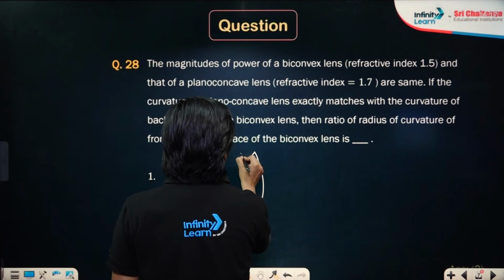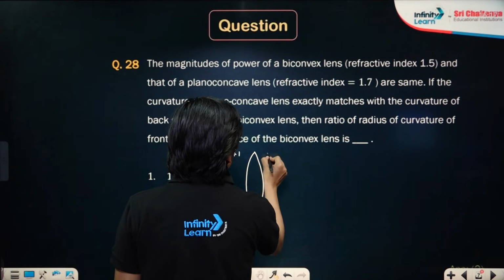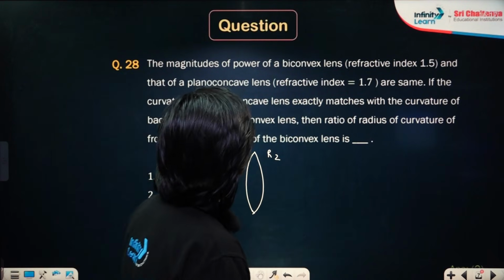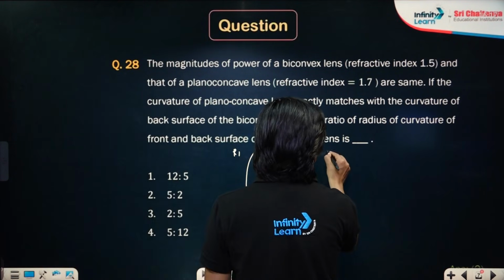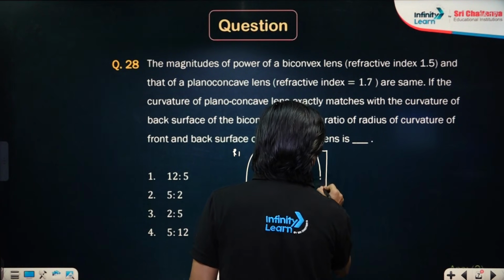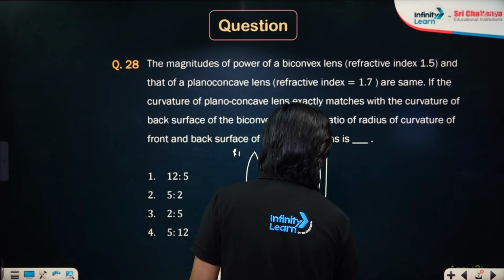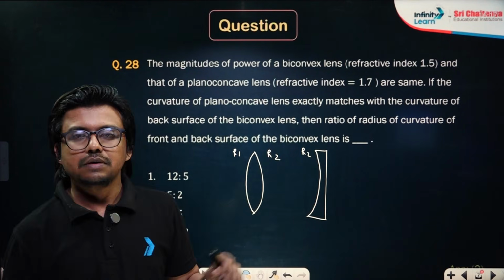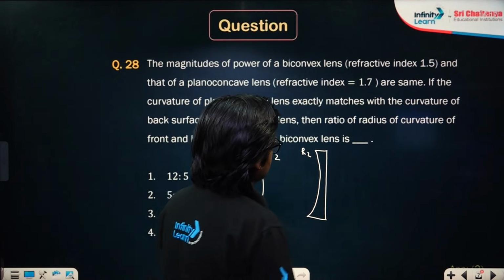This biconvex lens is having radii of curvature as R1 and R2. What about this plano-concave lens? This plano-concave lens is having the same radius of curvature as the backside of this convex lens. So you can write the focal length of this convex lens.